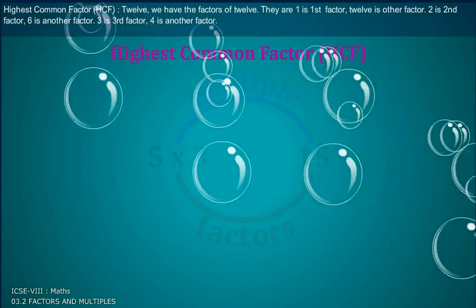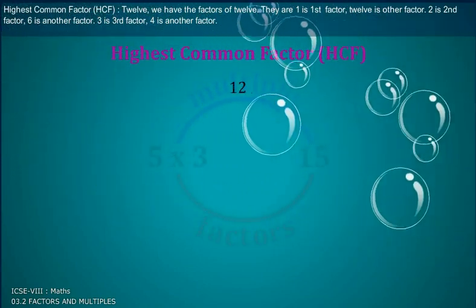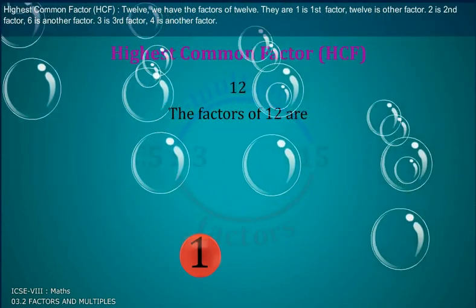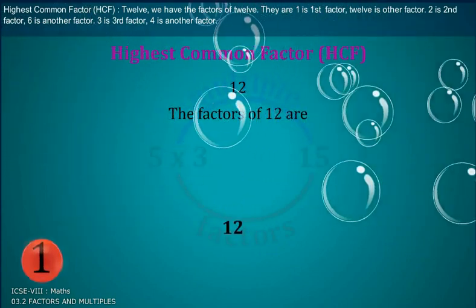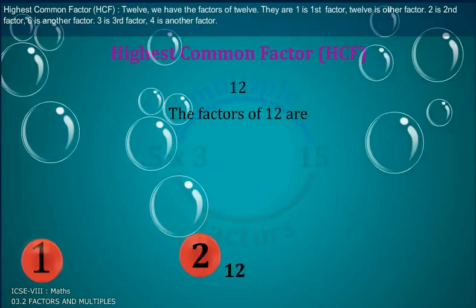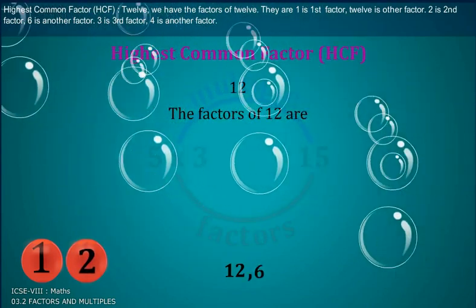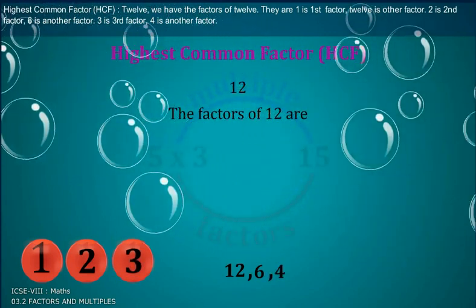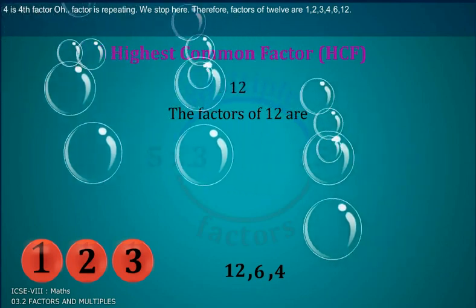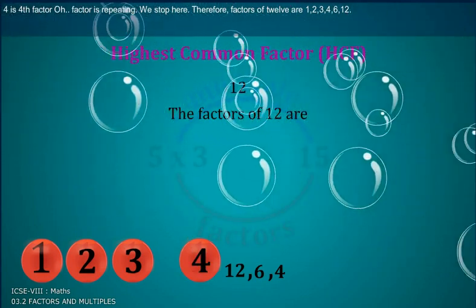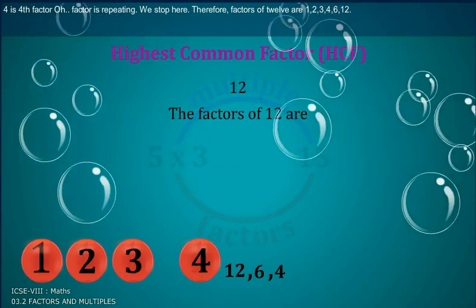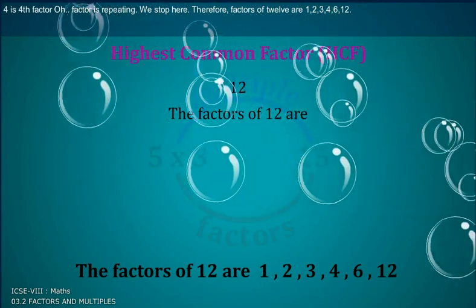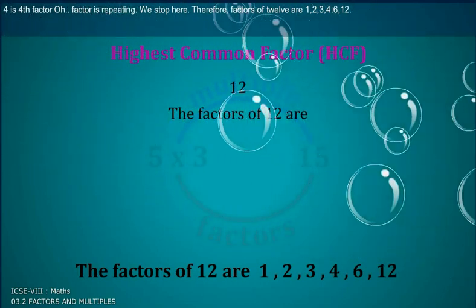Highest common factor, HCF. 12. We have the factors of 12. They are: 1 is the first factor. 12 is the other factor. 2 is the second factor. 6 is another factor. 3 is the third factor. 4 is another factor. 4 is the fourth factor. Oh, the factor is repeating. We stop here. Therefore, factors of 12 are 1, 2, 3, 4, 6 and 12.